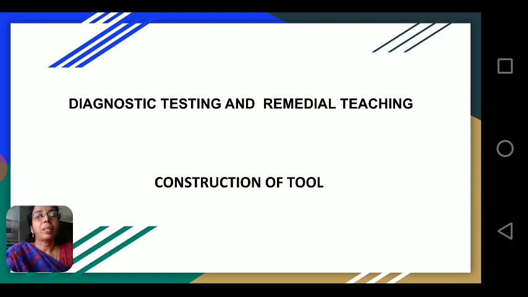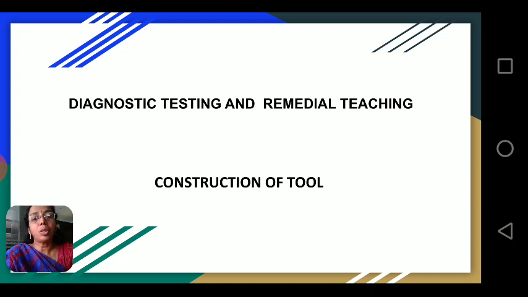Let us have the second segment of diagnostic testing and remedial teaching. In the first segment, we discussed the concept of diagnostic testing, remedial teaching, the cycle of diagnostic testing and remedial teaching, and the levels of diagnosis. And we concluded by saying that diagnostic testing and remedial teaching is for good teaching or effective teaching.